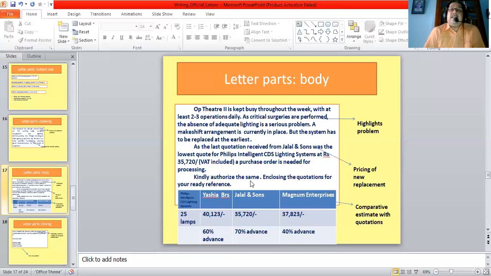And here the supplier of the hospital, Jalal and Sons, is mentioned by name, and the quotations received from the various suppliers are given as a reference. Yashia Brothers, Jalal and Sons, and Magnum Enterprises. There are 3 quotation prices of 40,123, 35,720, and 37,823. So the lowest quote obviously is by Jalal and Sons, so that is the preferred one that is indicated, and the terms of advance, etc., terms of payment for the suppliers, are also provided. So you will give all these details. Notice how nice and detailed the cross section of quote prices is, so that the administration can take prompt action. So you will be making it easy for those in the administration to take prompt action on this issue.